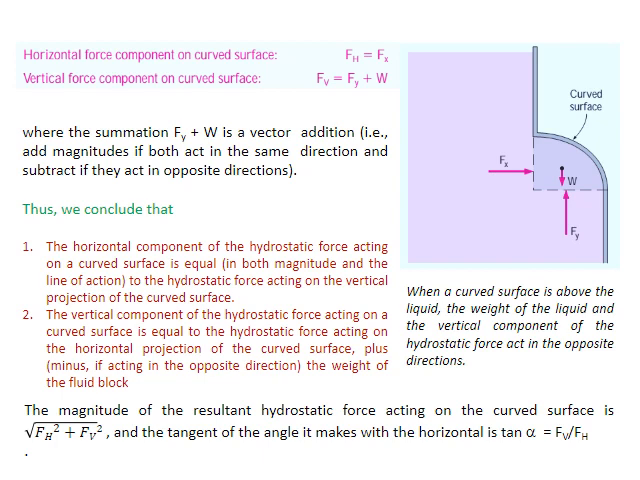The vertical component of the hydrostatic force acting on a curved surface is equal to the hydrostatic force acting on the horizontal projection of the curved surface, plus or minus the weight of the fluid block, minus if acting in the opposite direction. When a curved surface is above the liquid, the weight of the liquid and the vertical component of the hydrostatic force act in the opposite direction. The magnitude of the resultant hydrostatic force acting on the curved surface is the square root of Fh squared plus Fv squared, and the tangent of the angle it makes with the horizontal is tan alpha equal to Fv upon Fh.